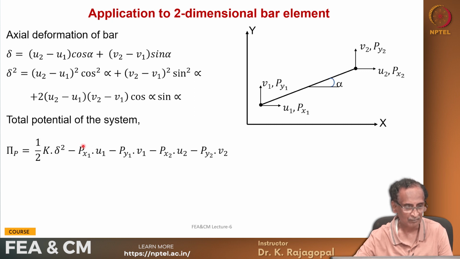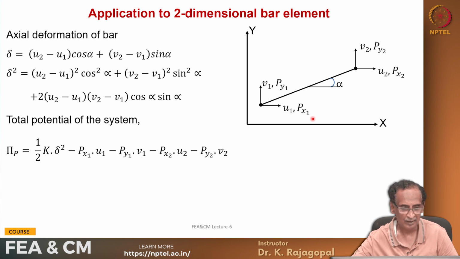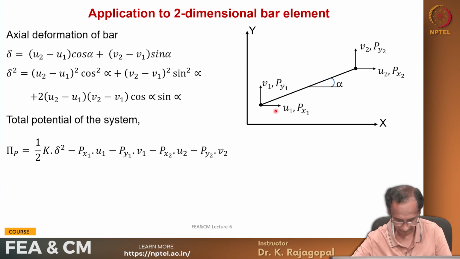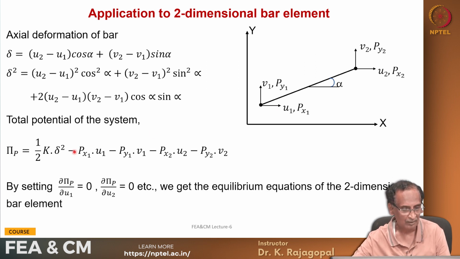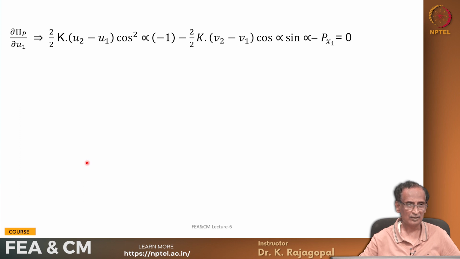And our potential equation for the system, pi, can be 1/2 k delta square minus px1 u1 minus py1 v1 minus px2 u2 minus py2 v2, right? And so with respect to different degrees of freedom u1, v1, u2, v2, we can differentiate and set it to 0, and we will get our equilibrium equations.